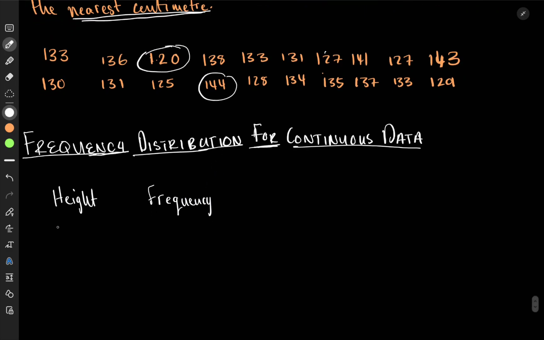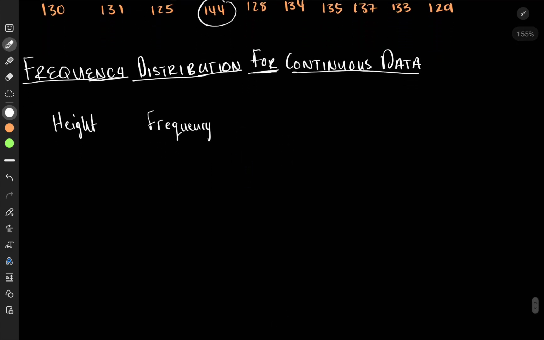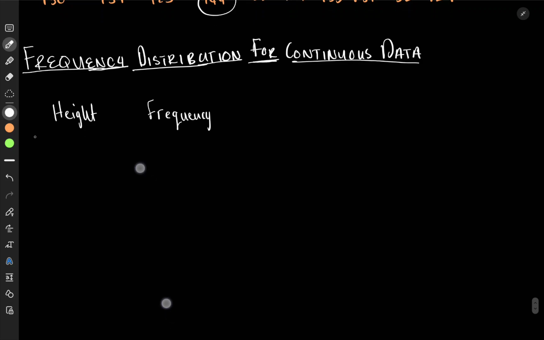So am I going to say 120 like I was doing for discrete data, see how many 120s there are, then go to 121 or 122? No, I'm not going to do that, because this is continuous. I'm instead going to put it as a range. First, what number can go into both 120 and 144? 4 can go into both, you can try it out. So I'm going to separate my classes using 4.